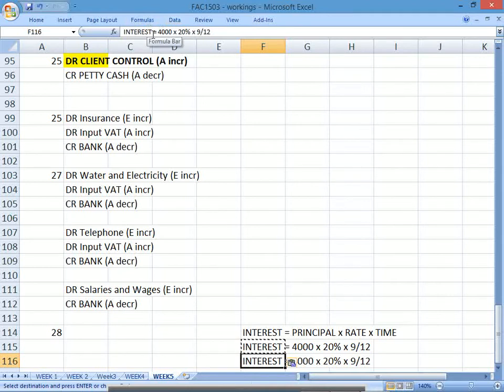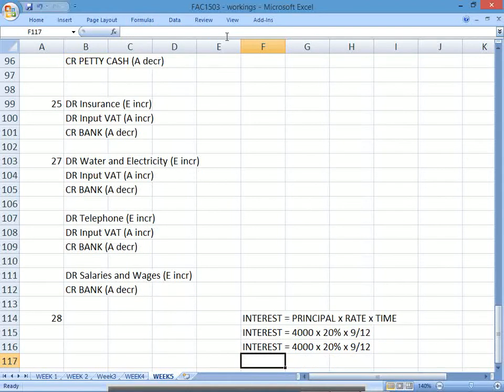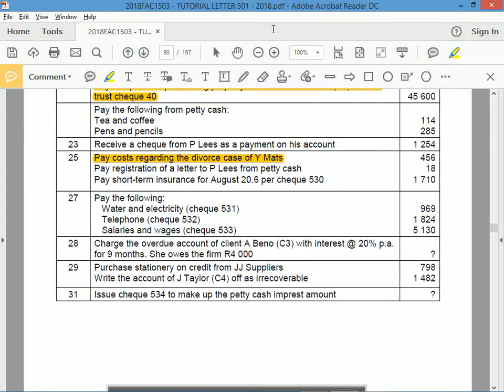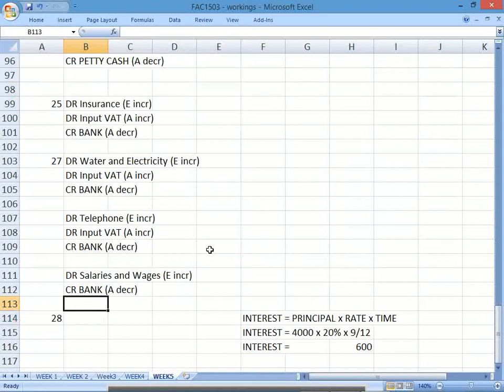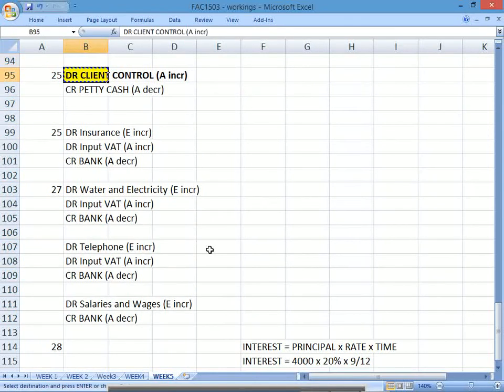Okay, so the answer is 600. Okay, what are you doing? You're charging this to whose account? The client. So the client control account will increase.